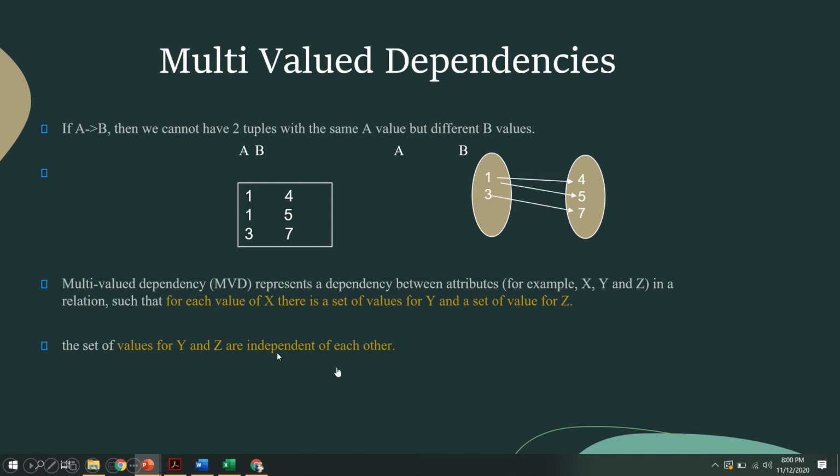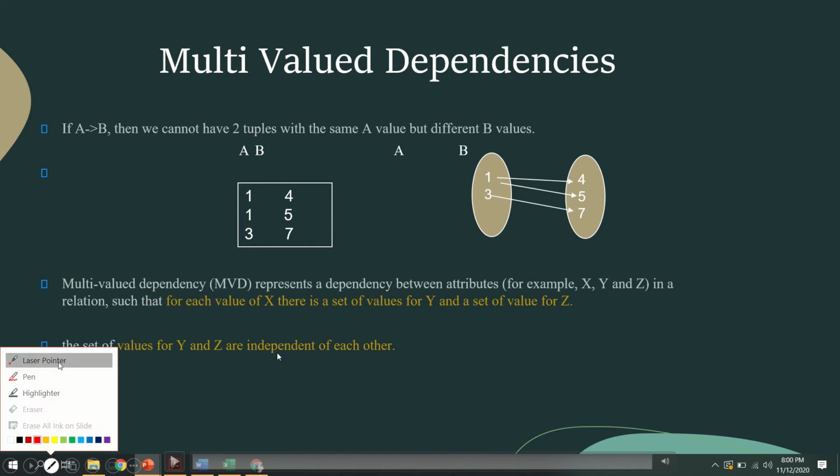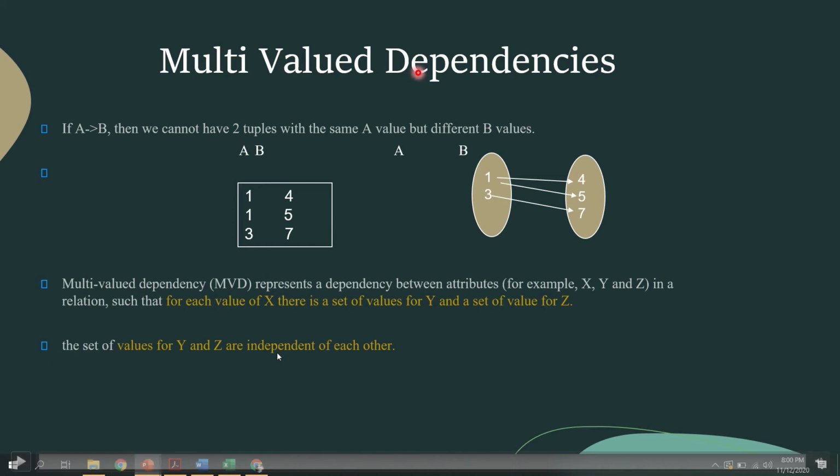Now we are going to study the next normal form, that is fourth normal form. In order to explain the fourth normal form, first of all we have to study the concept of multi-value dependency. What is multi-value dependency? Suppose you consider a simple example.